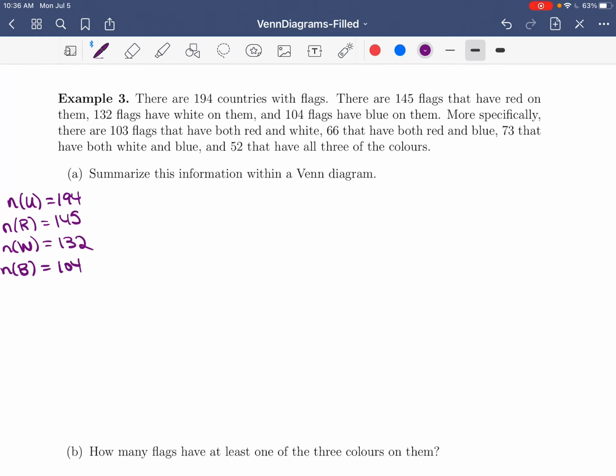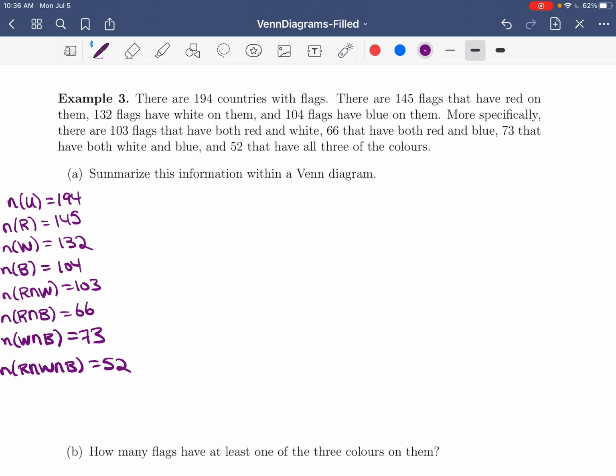And then we also know 103 have both red and white. So the number in red and white is 103. 66 have red and blue, so red intersect blue is 66. 73 have white and blue. Okay, and 53 have all three colors. So that's red and white and blue is 52. Okay, so that's what they gave us.